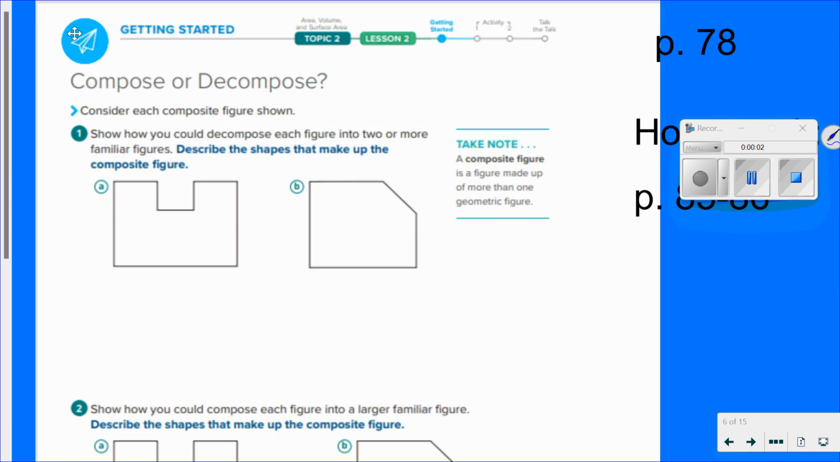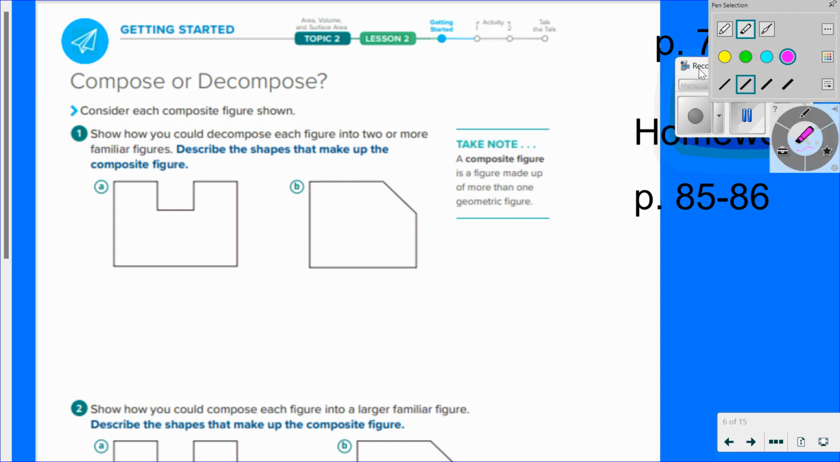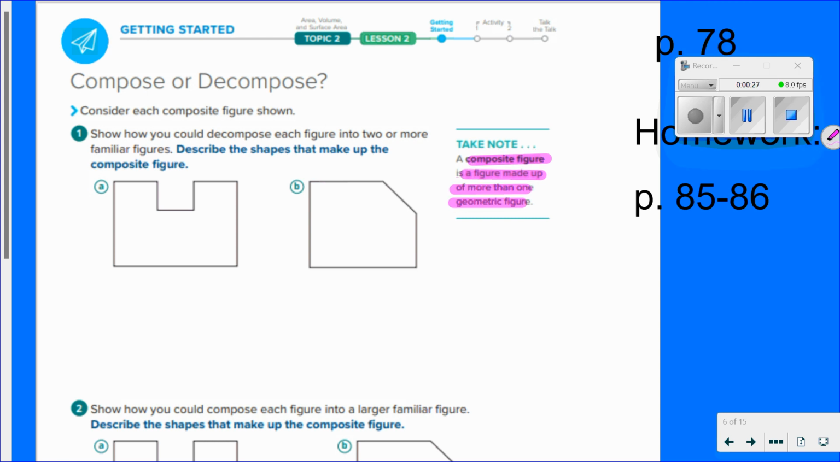With a piece out of the book instead of our homework. Homework tonight is going to be 85 and 86. We're starting on page 78. We do have a definition to start with, so go ahead and pull out your highlighters or markers. We have a composite figure, which is what we're going to be talking about today. A composite figure is a figure made up of more than one geometric figure.